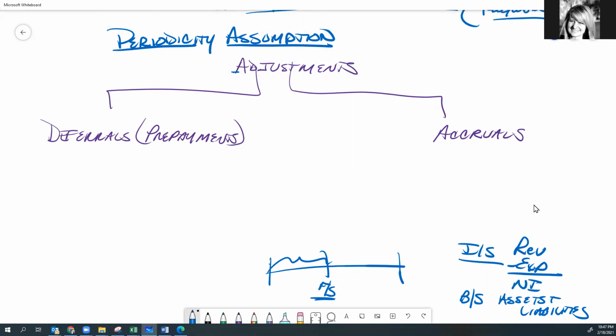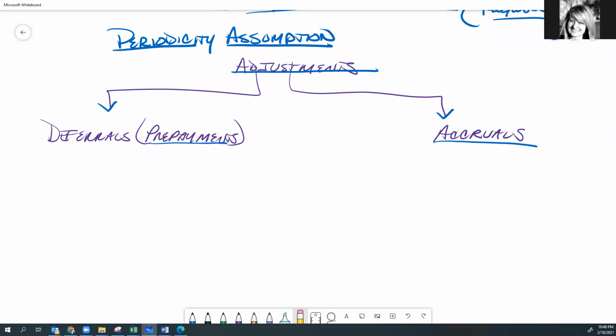So we have adjusting journal entries, and that's a major topic in this chapter. And we are going to divide them into two different types. We are going to have deferrals, sometimes also referred to as prepayments, and we're going to have accruals. So let's talk about deferrals first.